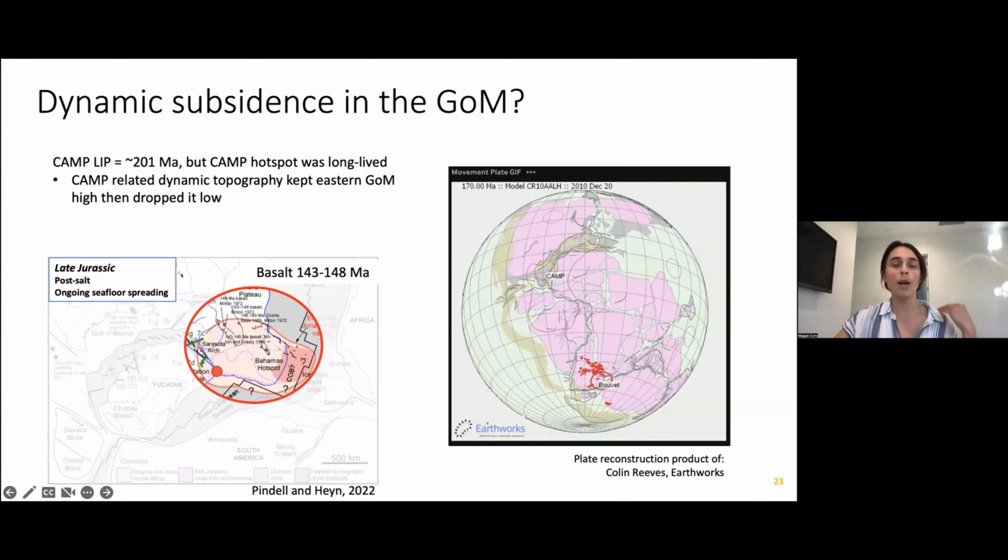So the take-home point here: the CAMP hotspot was near the eastern Gulf of Mexico in the mid to late Jurassic. There's evidence of magmatism at that time. So it is at least plausible that the CAMP hotspot managed to keep the eastern GOM high and then drop it low, and maybe be responsible for these vertical movements that we're observing.